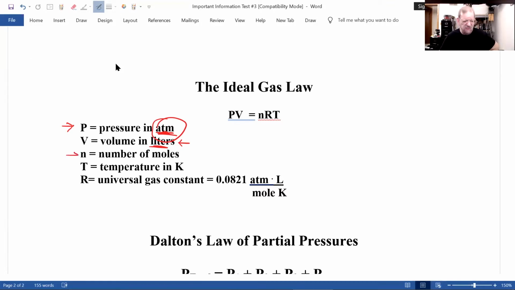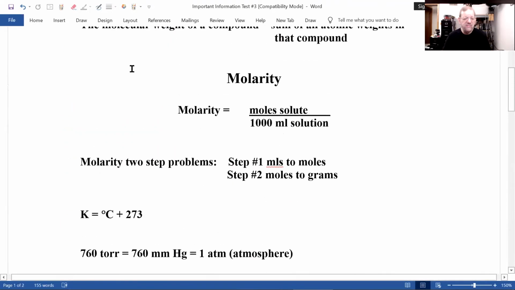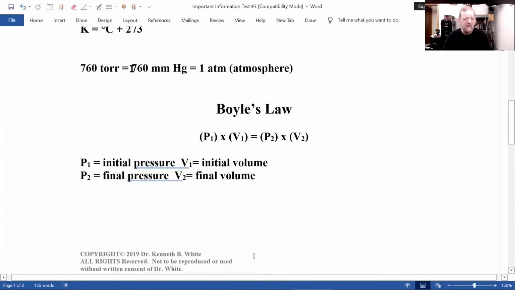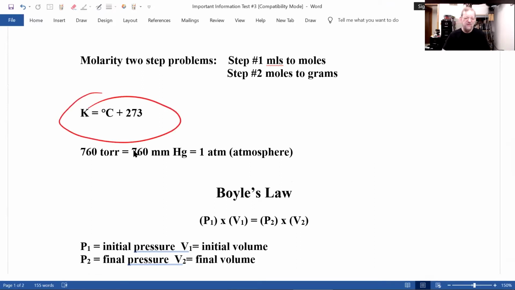Now, n is moles, but you're going to be given grams. So you're going to have to convert grams to moles. Temperature is in Kelvin, and you're only going to have to convert degrees C to Kelvin, because I've never seen a thermometer in Kelvin. And if we scroll up or down somewhere, there it is, hidden away right here. I give you Kelvin equals degrees C plus 273.